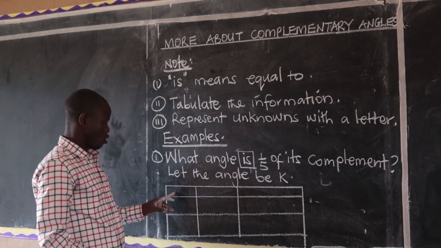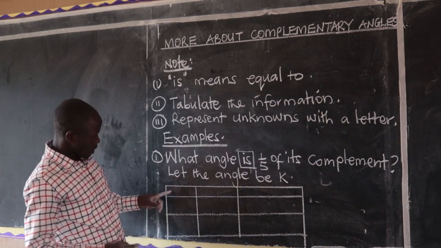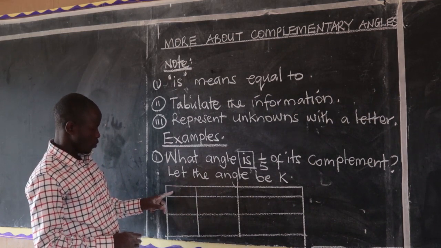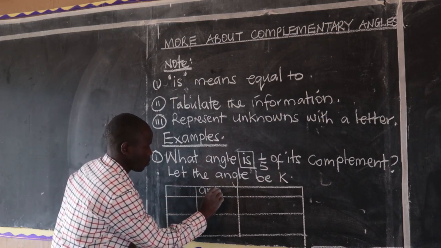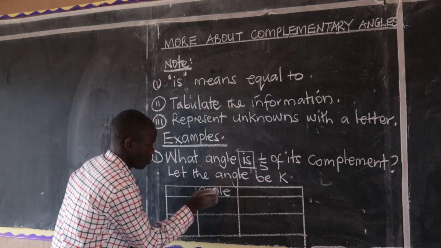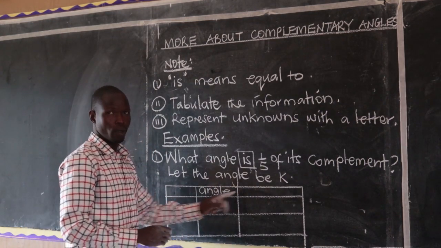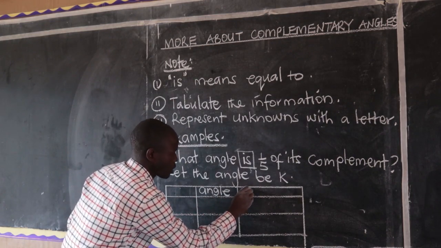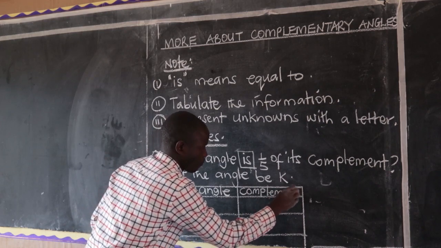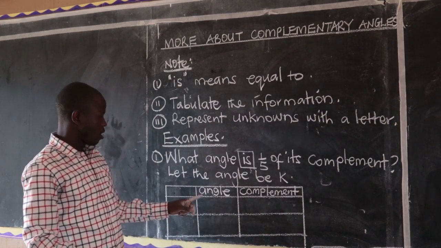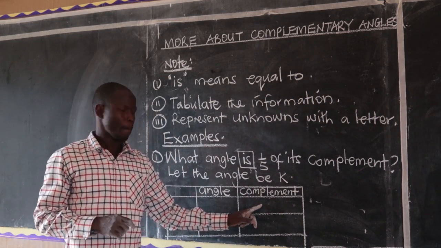Our table will be drawn like that, and in this table, the first part here, we don't write anything. Here we write the word angle, and then here we write the word complement. Meaning, if the angle is written here, then in this part we shall write the complement of that angle.